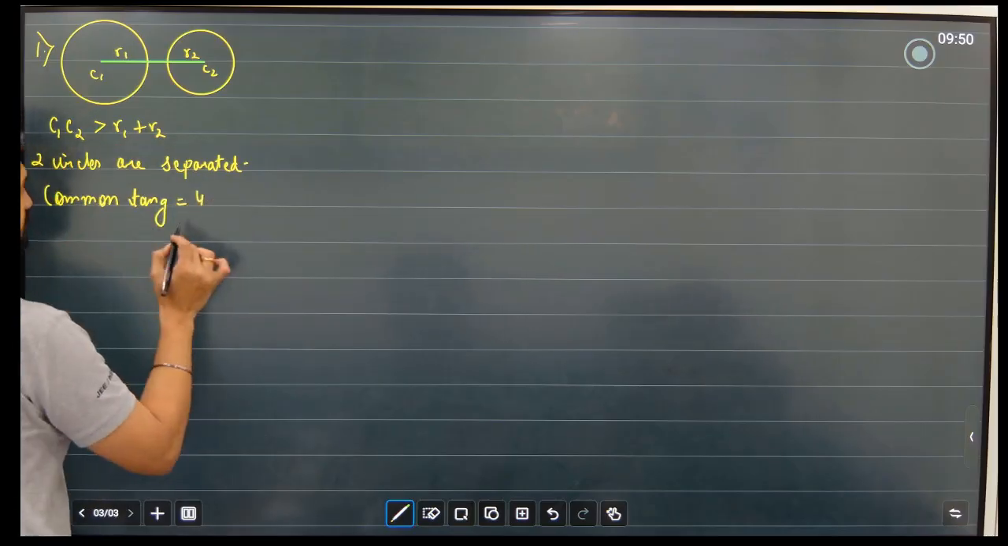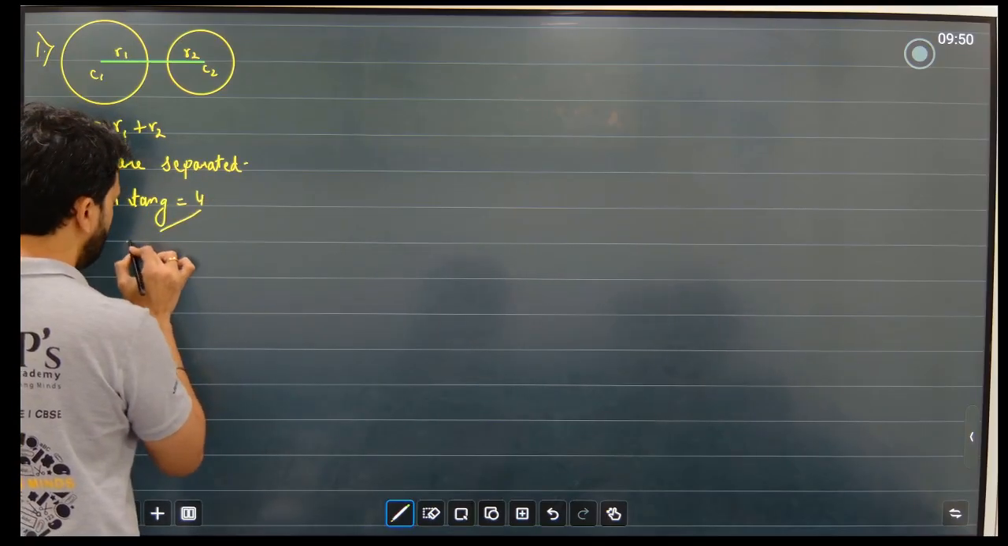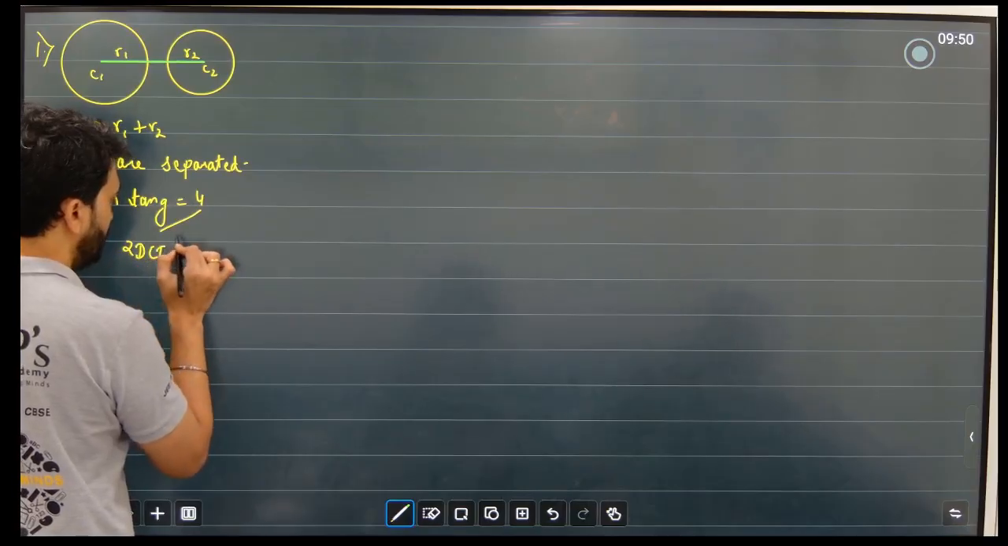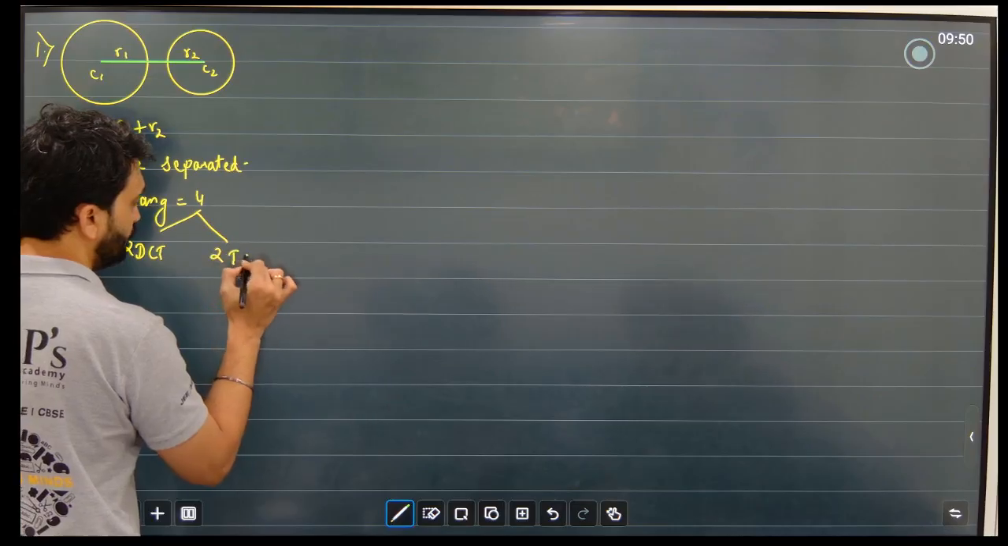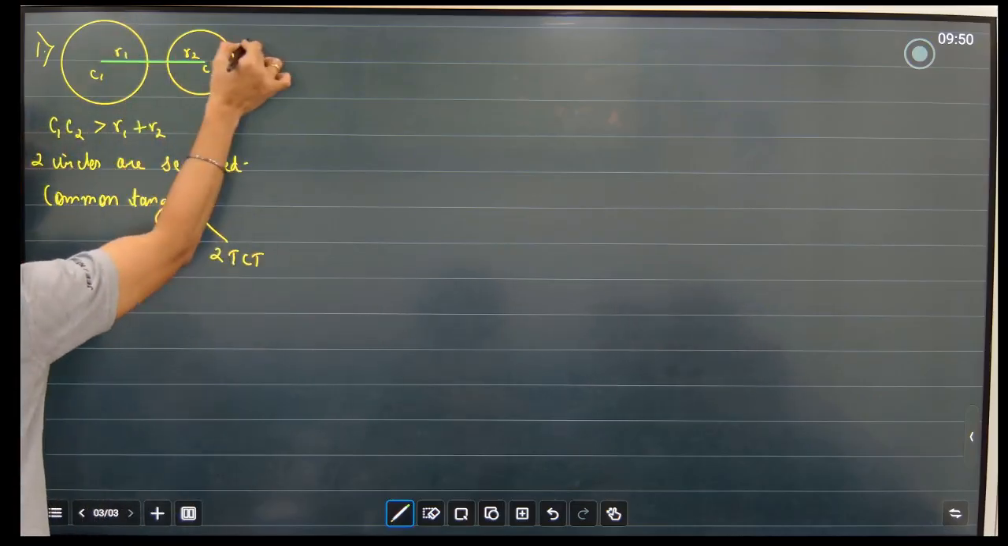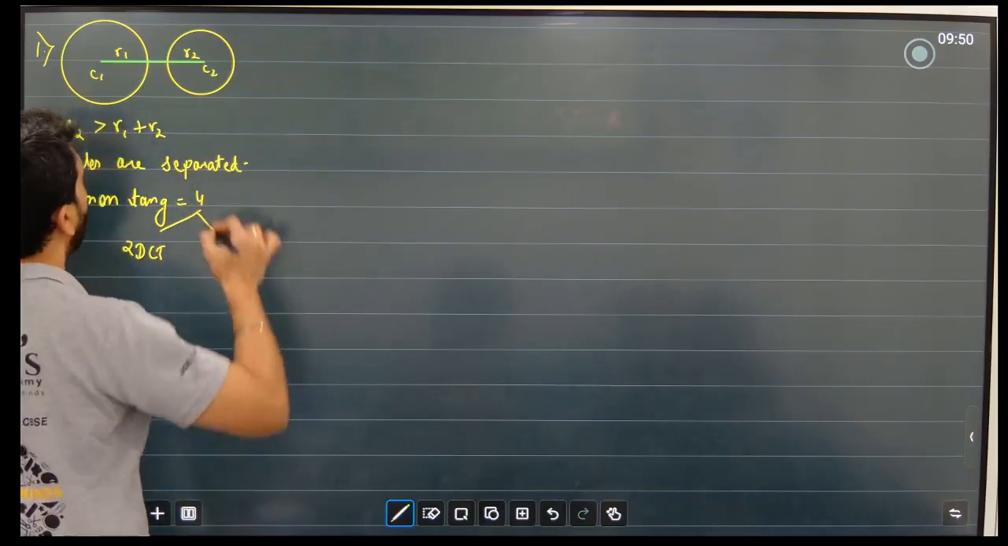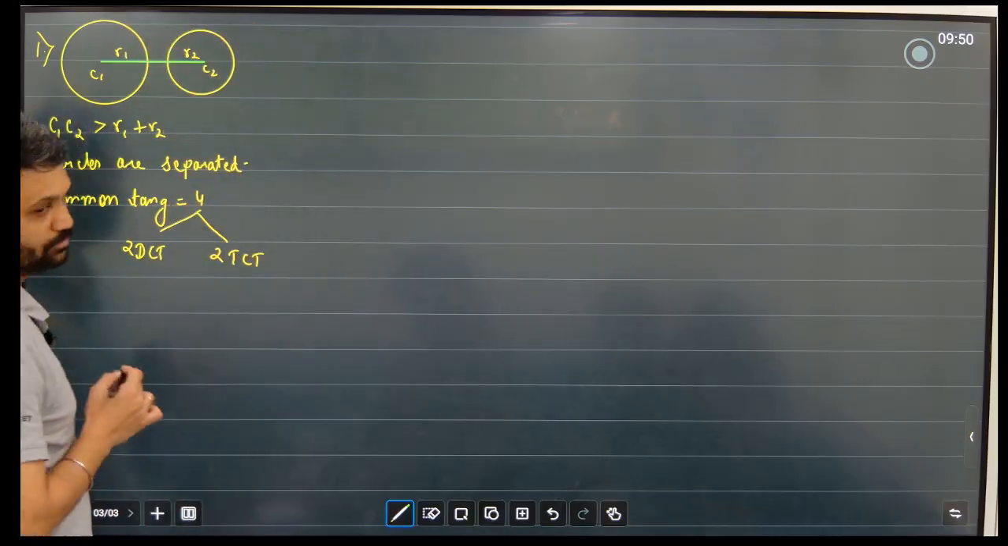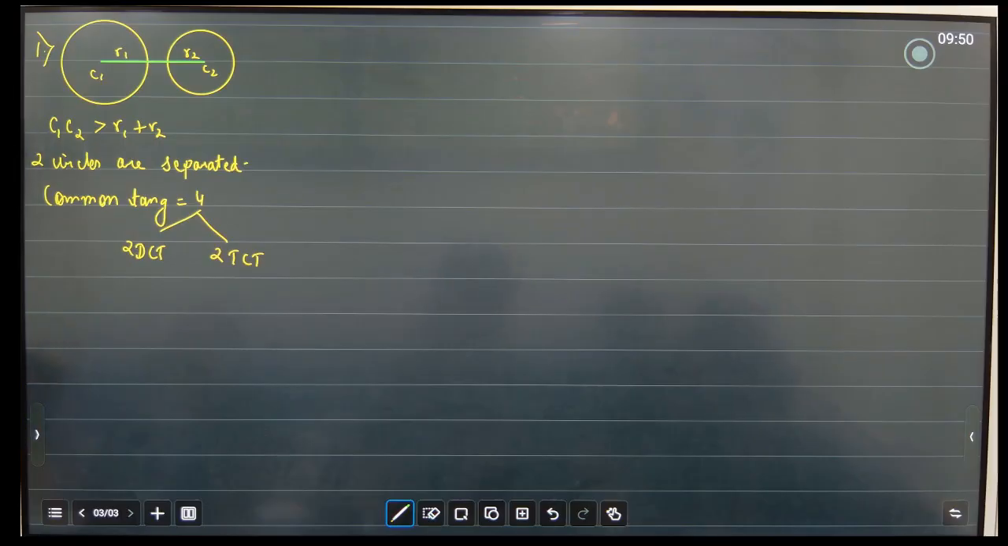Now 4 common tangents will come, out of which see there will be 2 direct common tangents and 2 transverse common tangents. See this, I can make 2 direct common tangents, and if we take from the middle, I can make 2 transverse common tangents. Did you guys understand this? Second one.